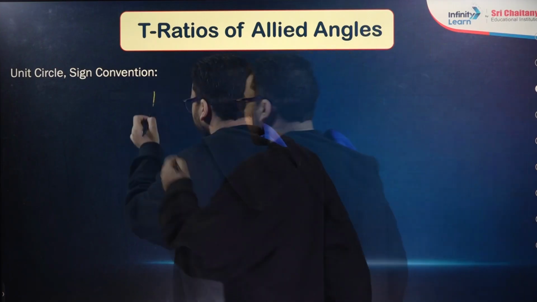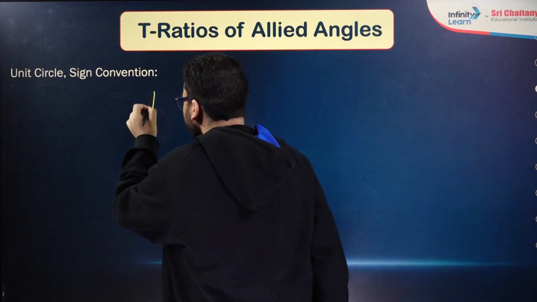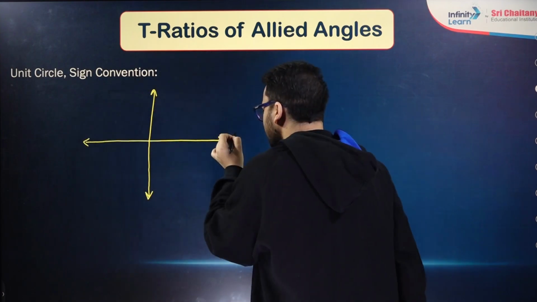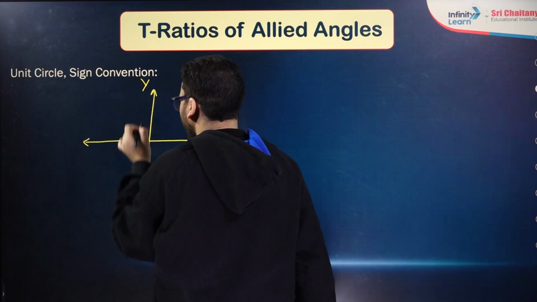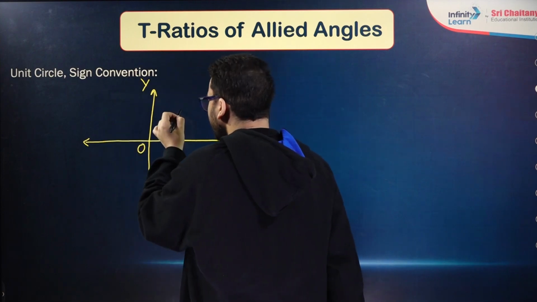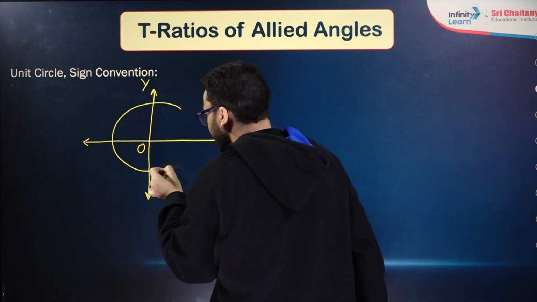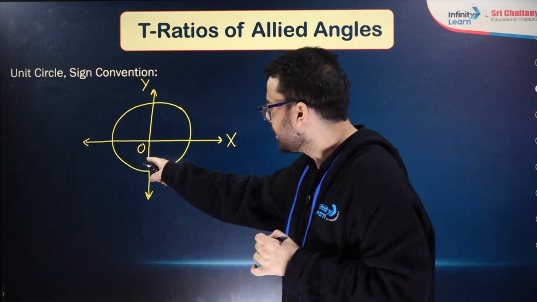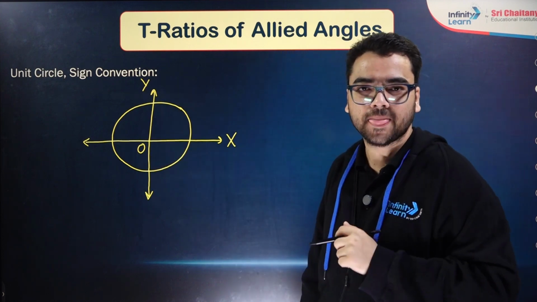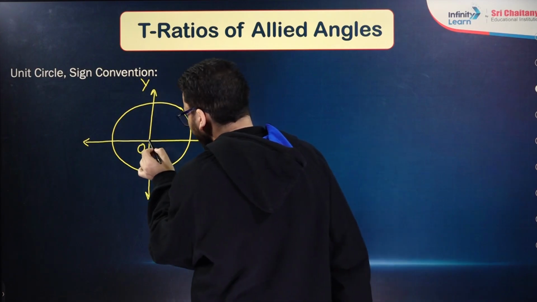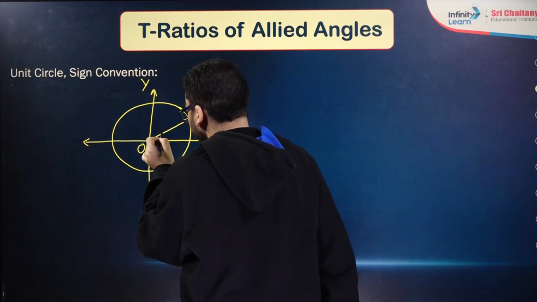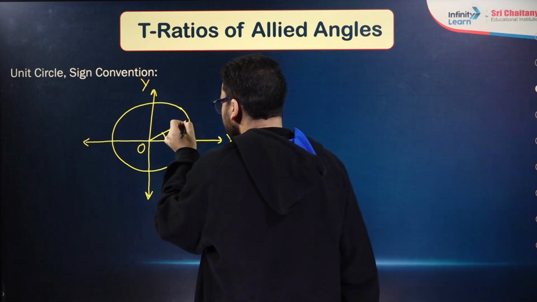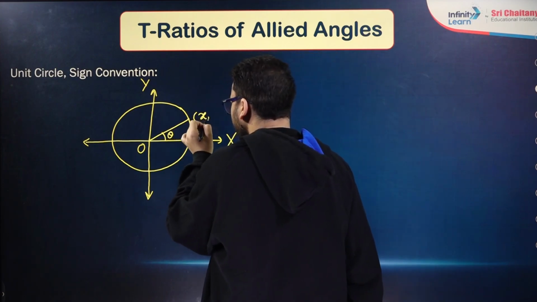For example, we have got the coordinate axis over here, the x-axis, y-axis and the origin. And we take a unit circle over here, taking origin as the center. Unit circle means the radius of this circle is 1 unit, right? And then we take any general angle theta over here. Suppose the coordinates of this point is x comma y.